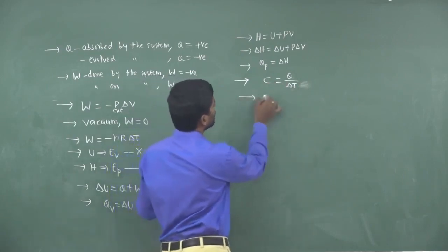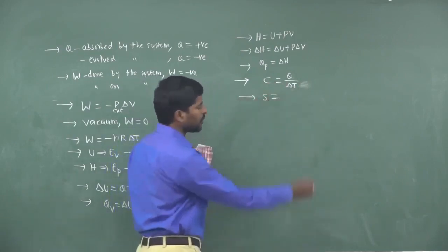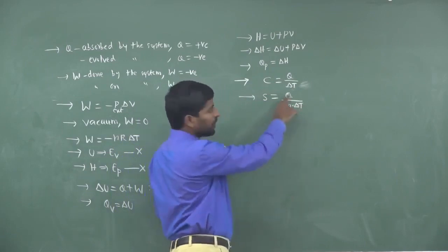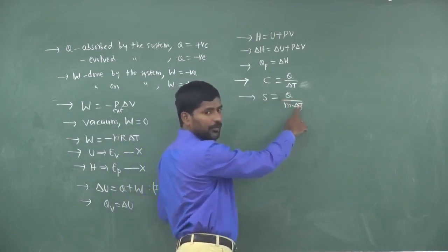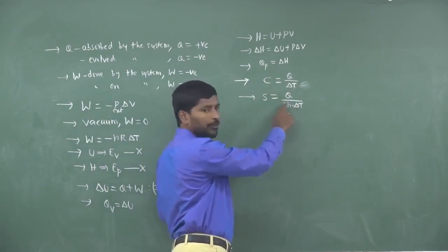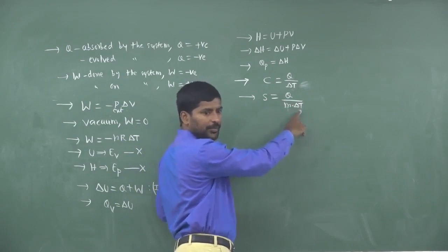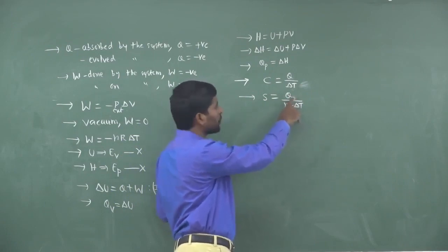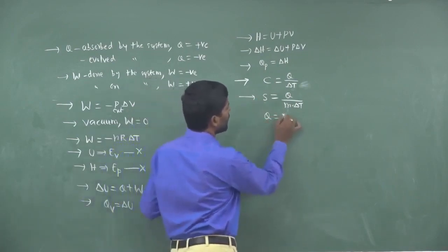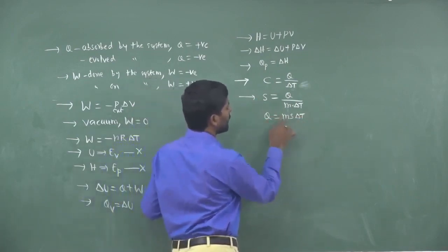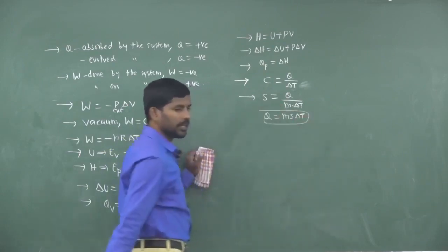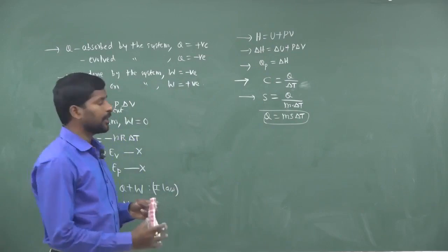What about specific heat capacity? Q by M into delta T. This is the amount of heat required to raise the temperature by 1 degree for how many grams of substance? 1 gram of substance. If you take M as 1 and rise in temperature as 1, the amount of heat we have to supply is called specific heat. Q is equal to M S delta T. If M, S and the rise in temperature are given, by using this equation we can calculate the amount of heat required.